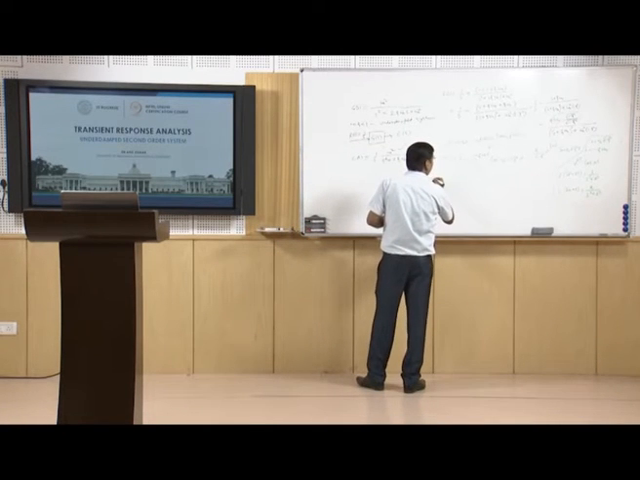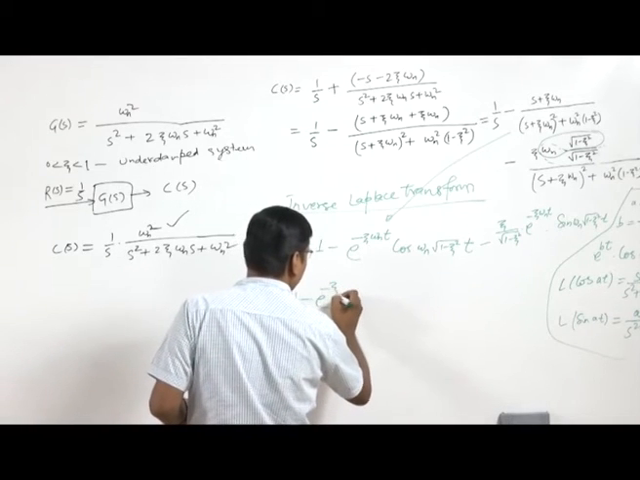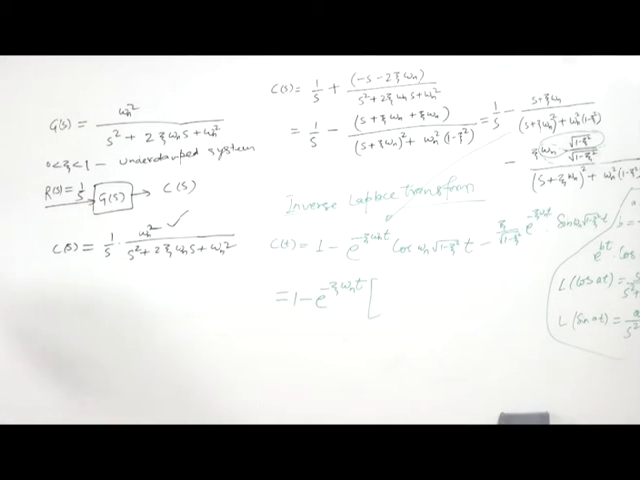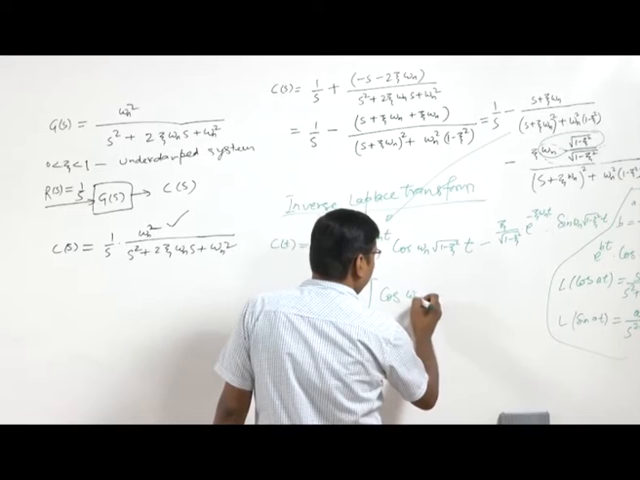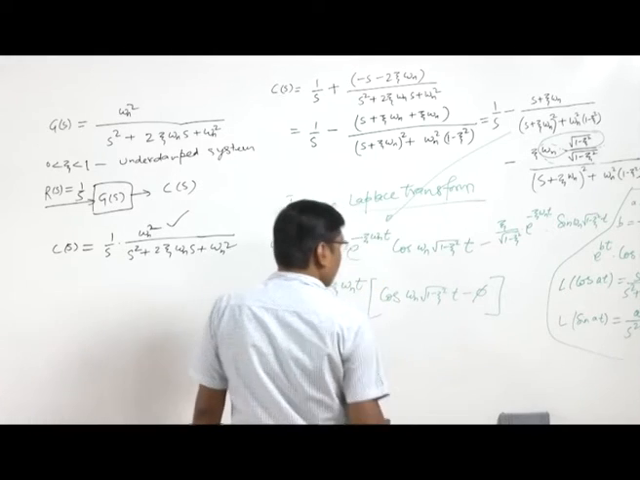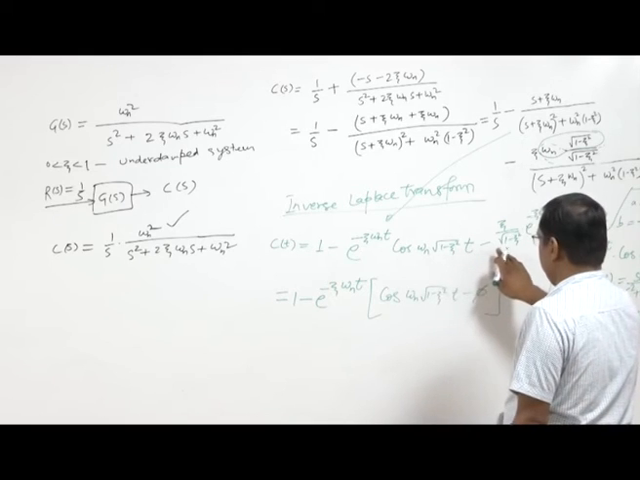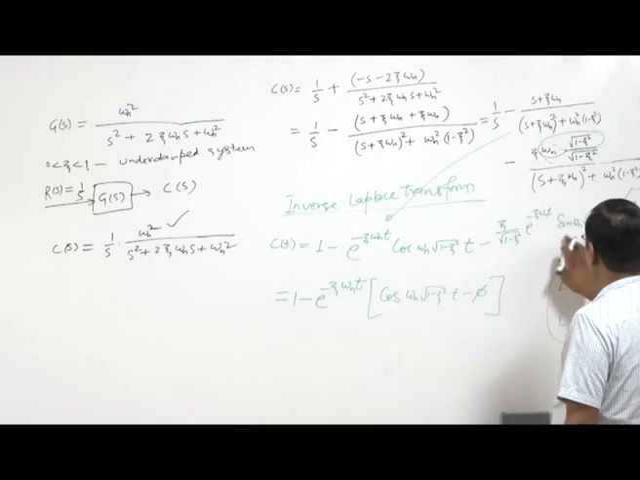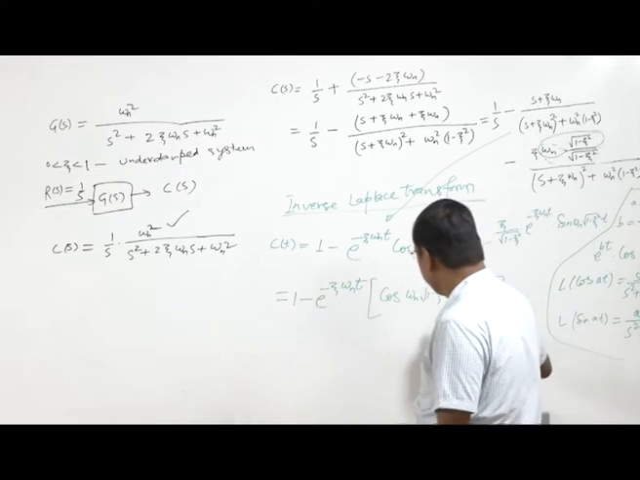Moreover, we can write this as 1 minus e power minus zeta omega n t cos omega n root 1 minus zeta square t minus phi. So we can write a cos omega t plus b sin omega t as just one harmonic, cos or sin, with some phase difference.